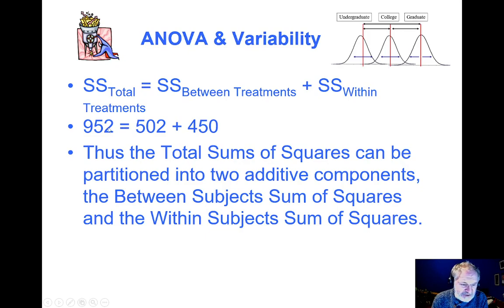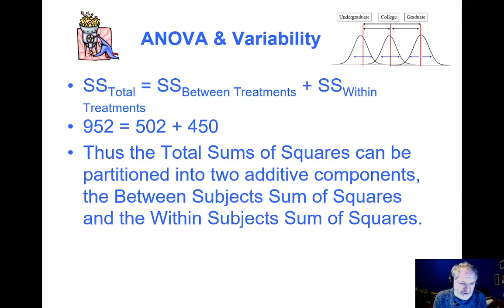The key thing here is that the total sum of squares is basically the sum of the between groups, between treatments sum of squares, plus the within groups or within treatments sum of squares. So 502 plus 450 is 952. So what analysis of variance is, in essence, is the partitioning of the total sum of squares into the piece that's due to the between treatments and the piece that is due to the within treatments. So the sum of squares between treatments plus the sum of squares within treatments adds up to the sum of squares total. And that will always be the case in analysis of variance.